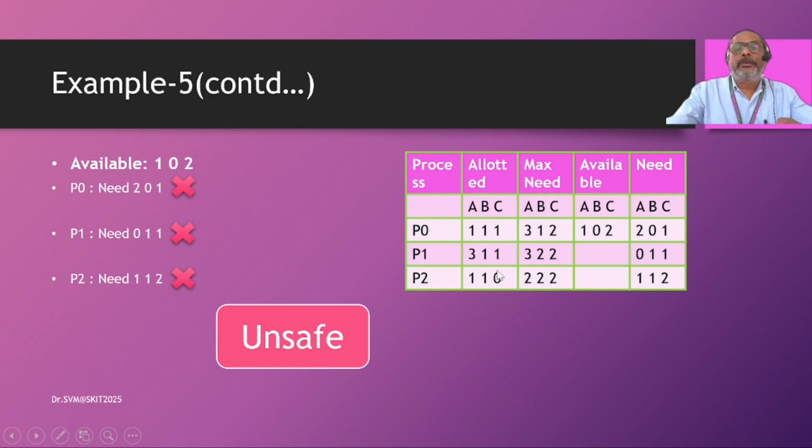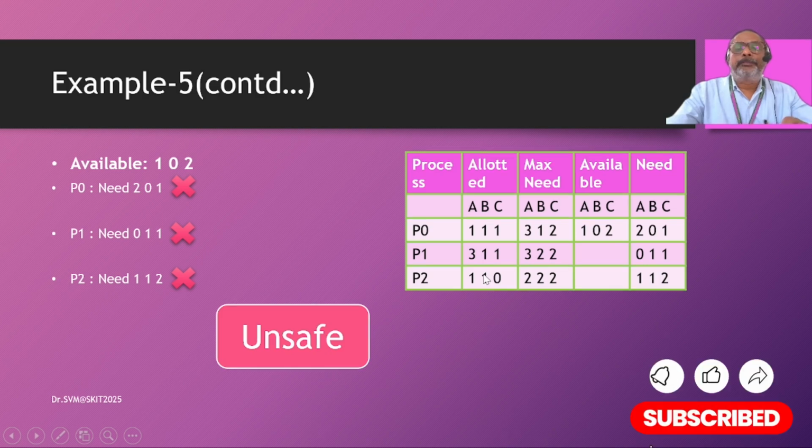So these allotments cannot be given, because if we allot these, then definitely it is going to lead to deadlock. So that is how we try to understand whether allotting any resources will lead to deadlock or not. That's how the banker's algorithm is used.